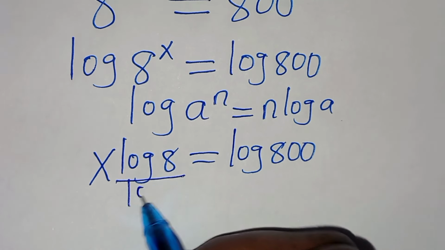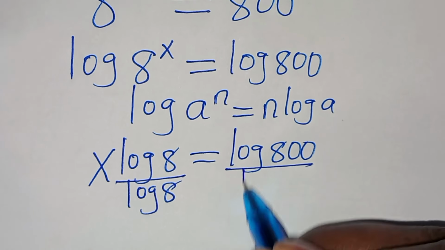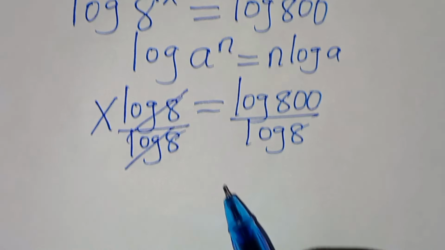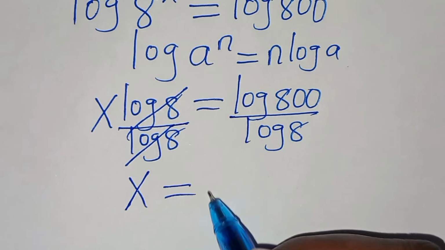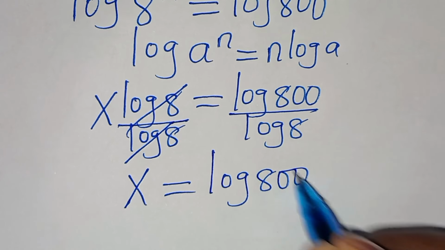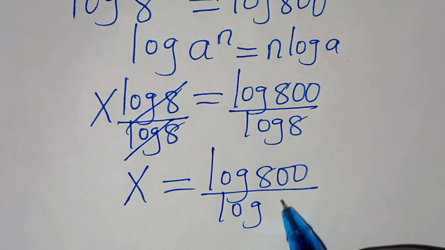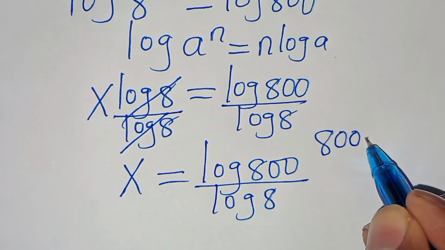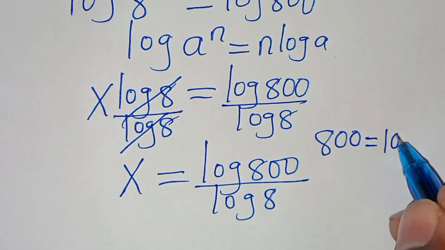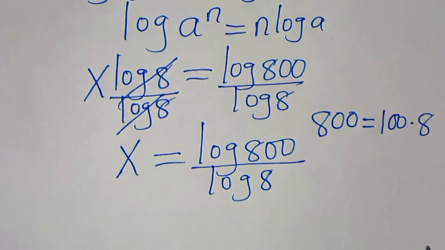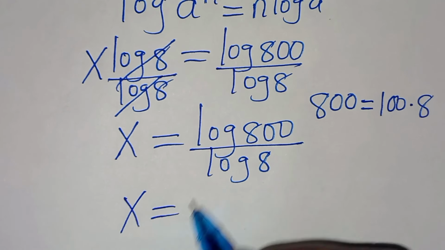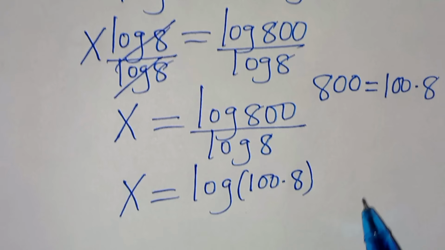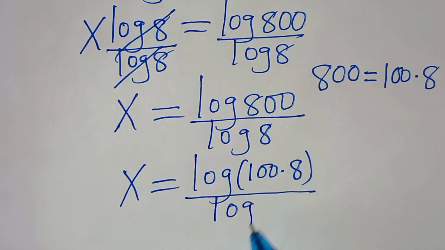So let's divide both sides by log 8. And also here we have log 8. Now let's simplify log 8 and log 8 here, so that we have x is equal to log 800 divided by log 8. Now we can express 800 basically as 100 multiplied by 8. So here we have x is equal to log 100 multiplied by 8, everything here divided by log 8.